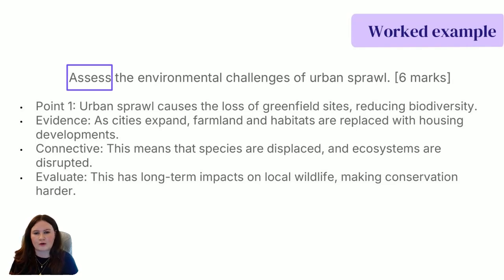Let's have a look at a model answer. So this is the first paragraph. Point 1, urban sprawl causes the loss of greenfield sites, reducing biodiversity. Evidence, as cities expand, farmland and habitats are replaced with housing developments. Connective, this means that species are displaced and ecosystems are disrupted. And evaluate, this has long-term impacts on local wildlife, making conservation harder.